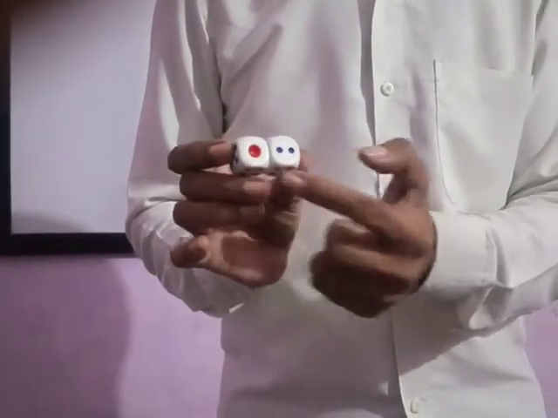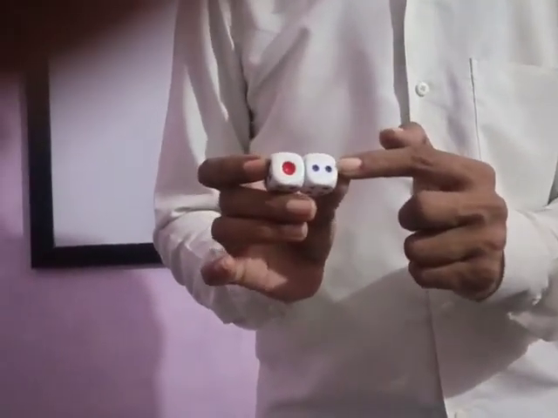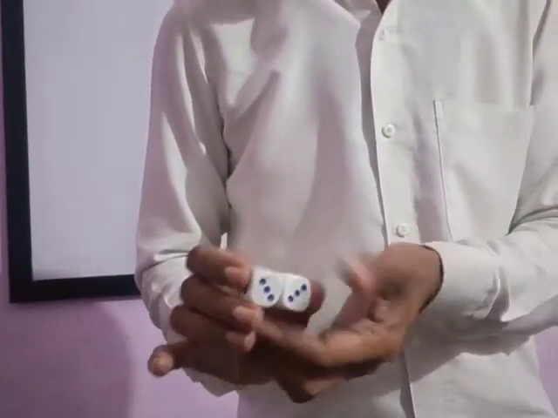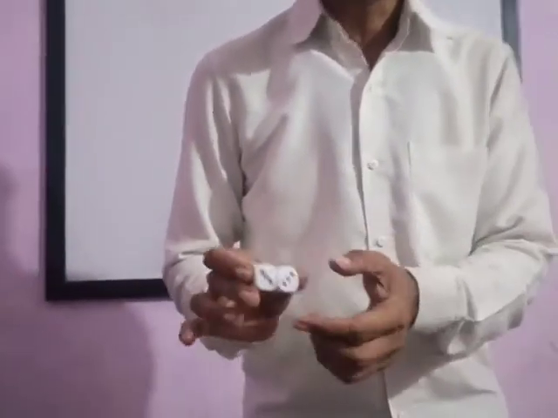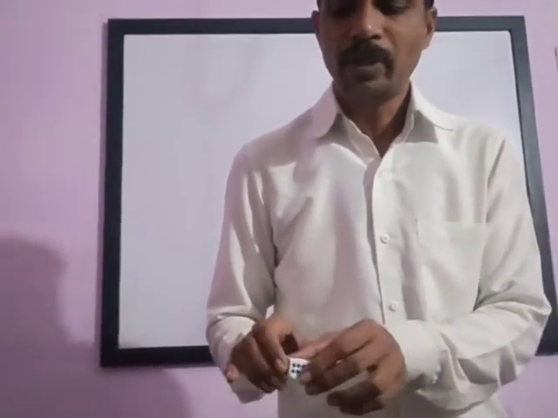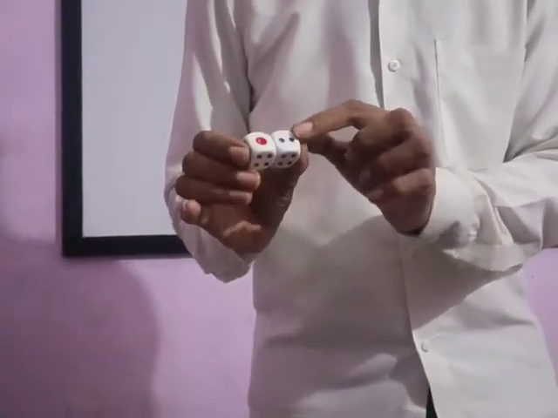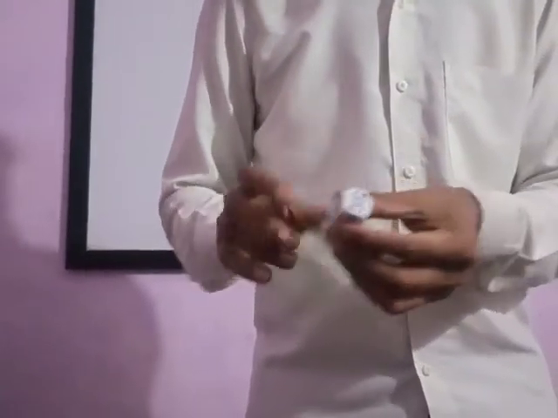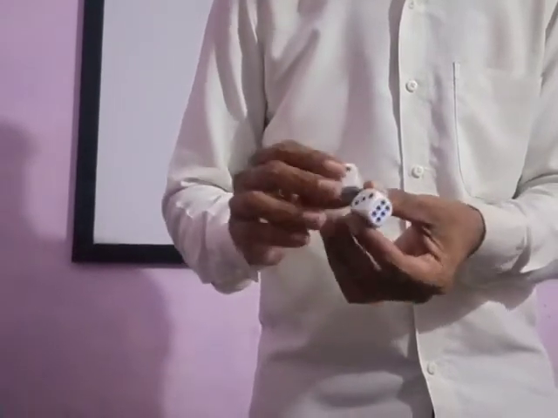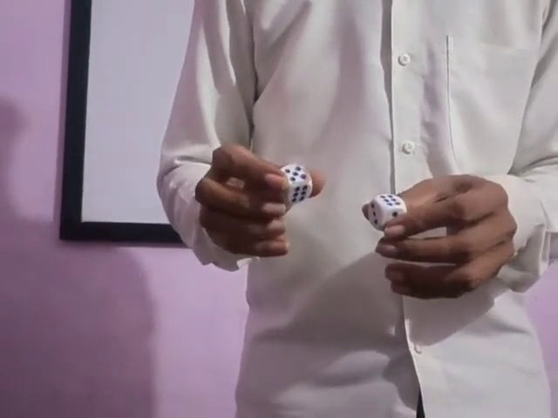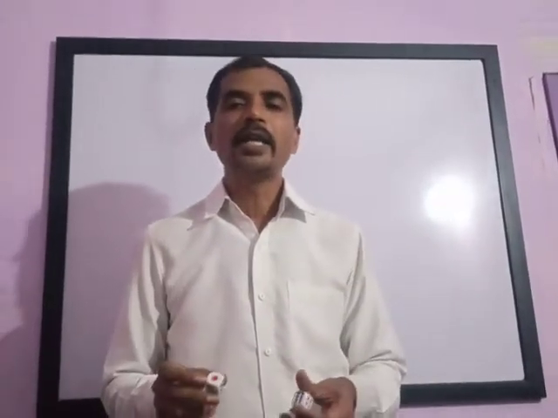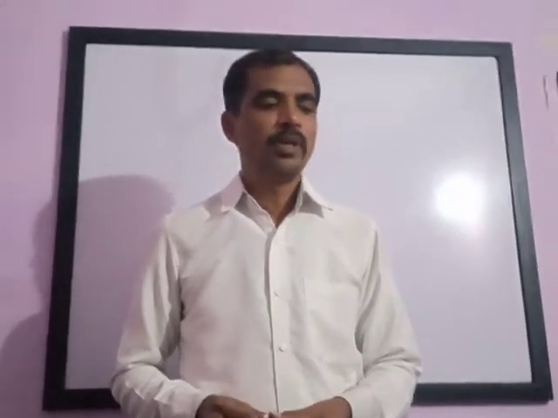This is red 1, this is blue 2, this is blue 3. This is blue 6, blue 5. This is red 4. This is red 1, blue 2. This is blue 6, blue 5. Now blue indicates positive integers and red indicates negative integers.